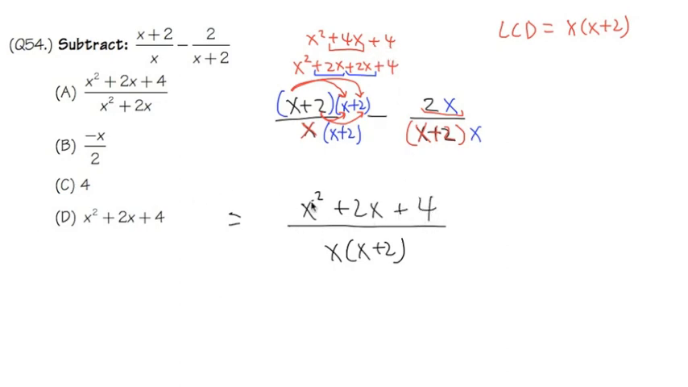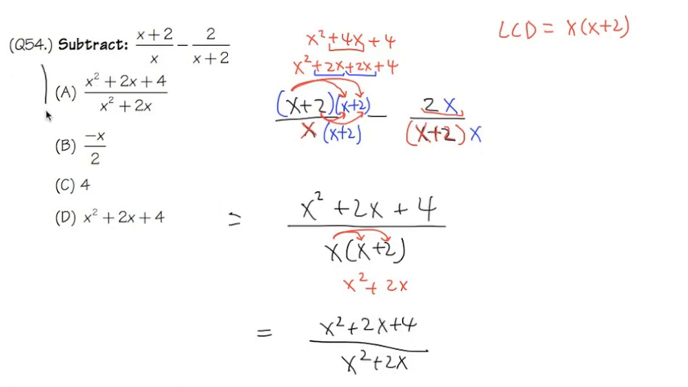Is there anything else that we can do with this? As you can see, if you distribute the x in the denominator into the parentheses, we are going to end up with x squared plus 2x. And actually, that's the most that we can do. The final answer is x squared plus 2x plus 4, nothing changed on the top, over the denominator, which is x squared plus 2x. And guess what? This is exactly answer choice A. And that means we are done. That's it.